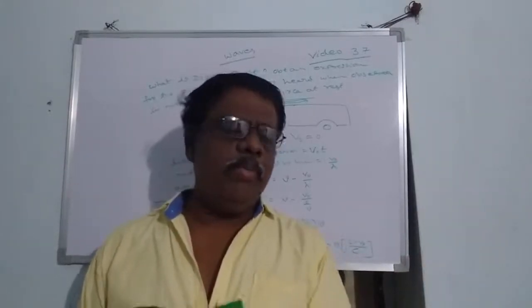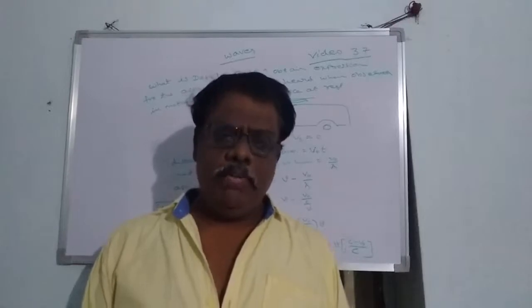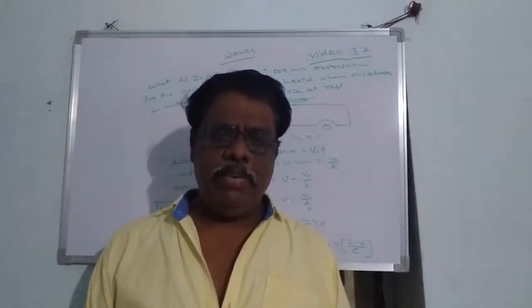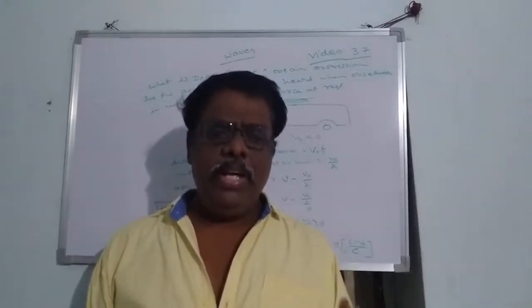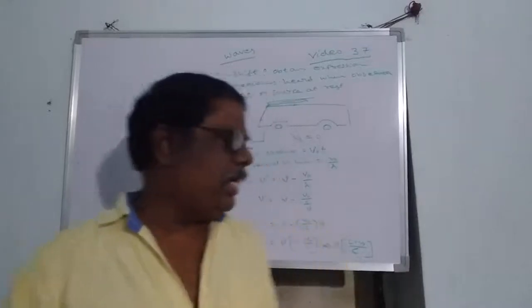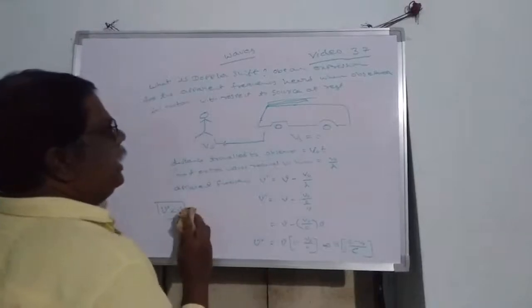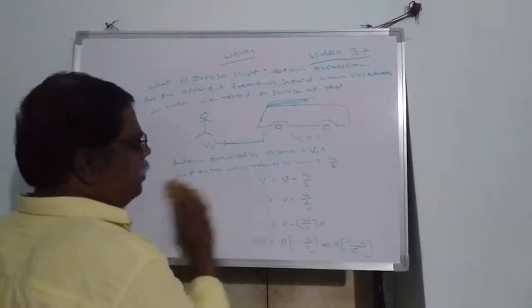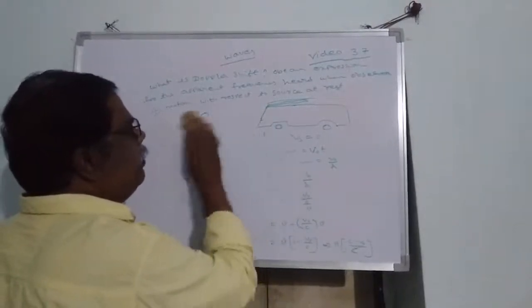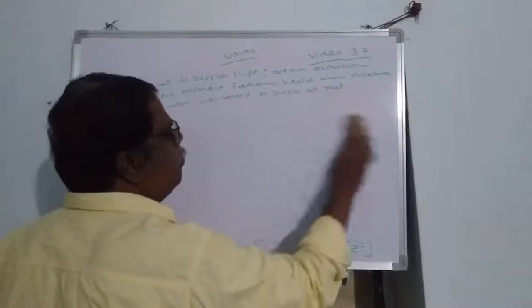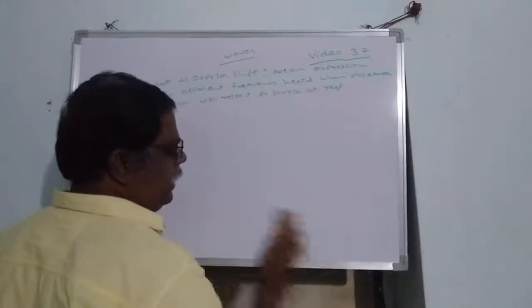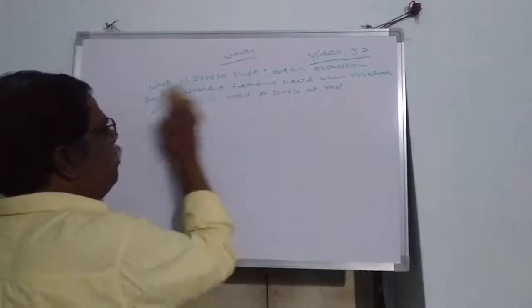Suppose he is moving away from the stationary source, the frequency decreases. That means apparent frequency decreases. The difference between actual and apparent frequencies is nothing but the Doppler shift. So this is the 8 marks question. Here you have to remember, in both cases, the source will be at rest, only the observer in motion.